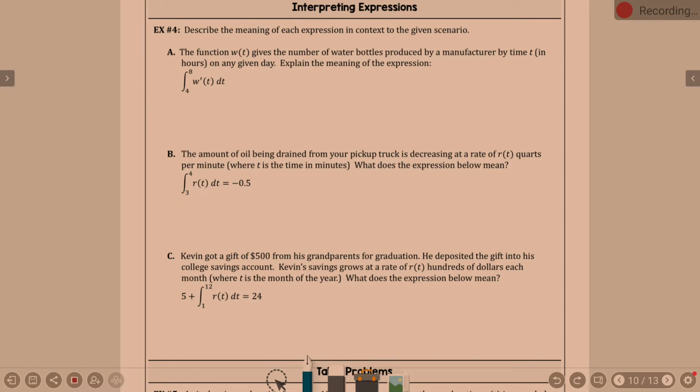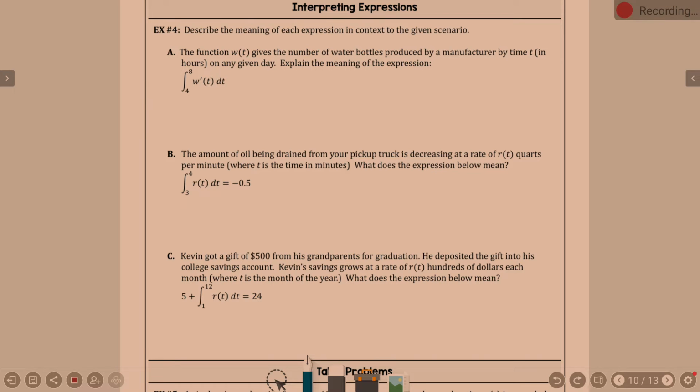So what does that mean, though? It depends on how you explain it past that point, I guess. I see what you're saying, that we're going to integrate a derivative, and so it's just going to be the function. But what is this in context of the problem?